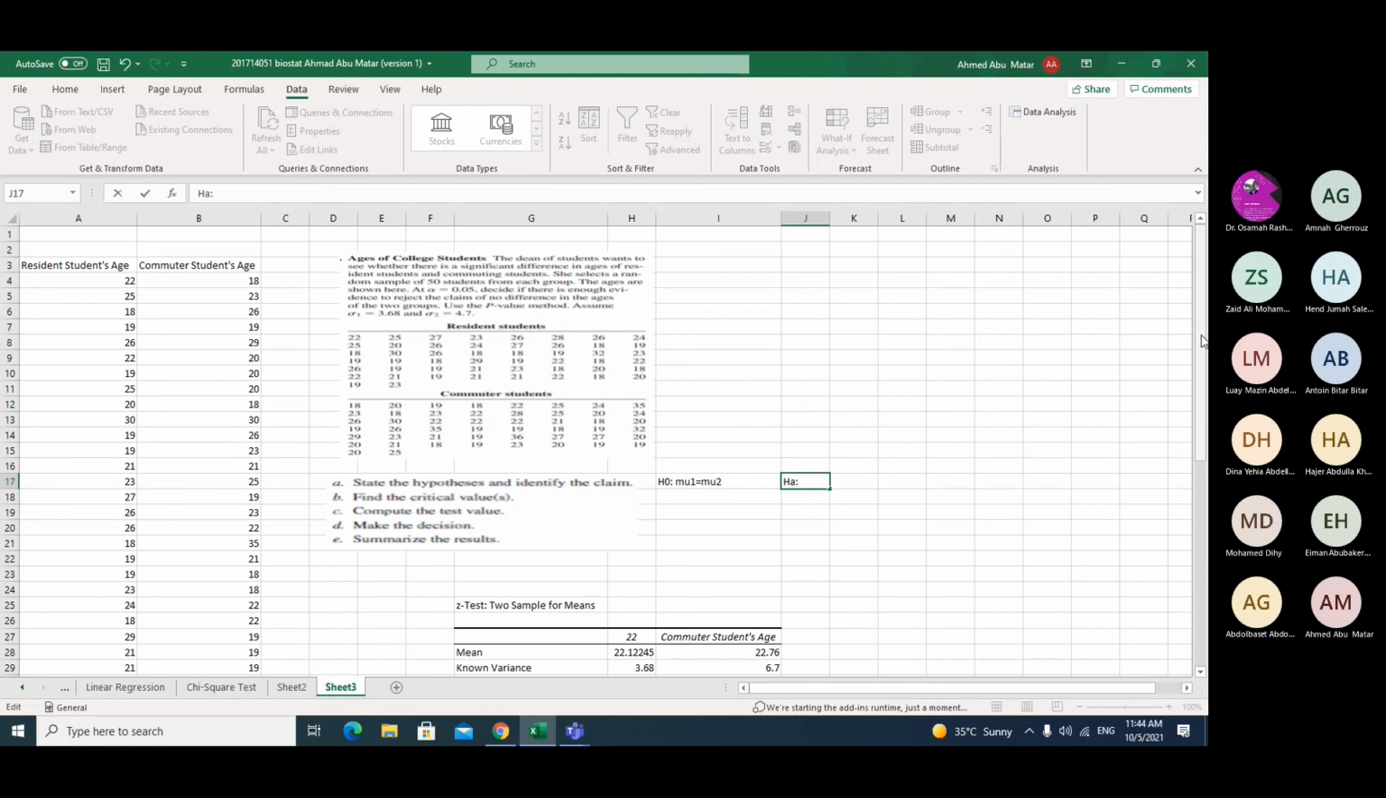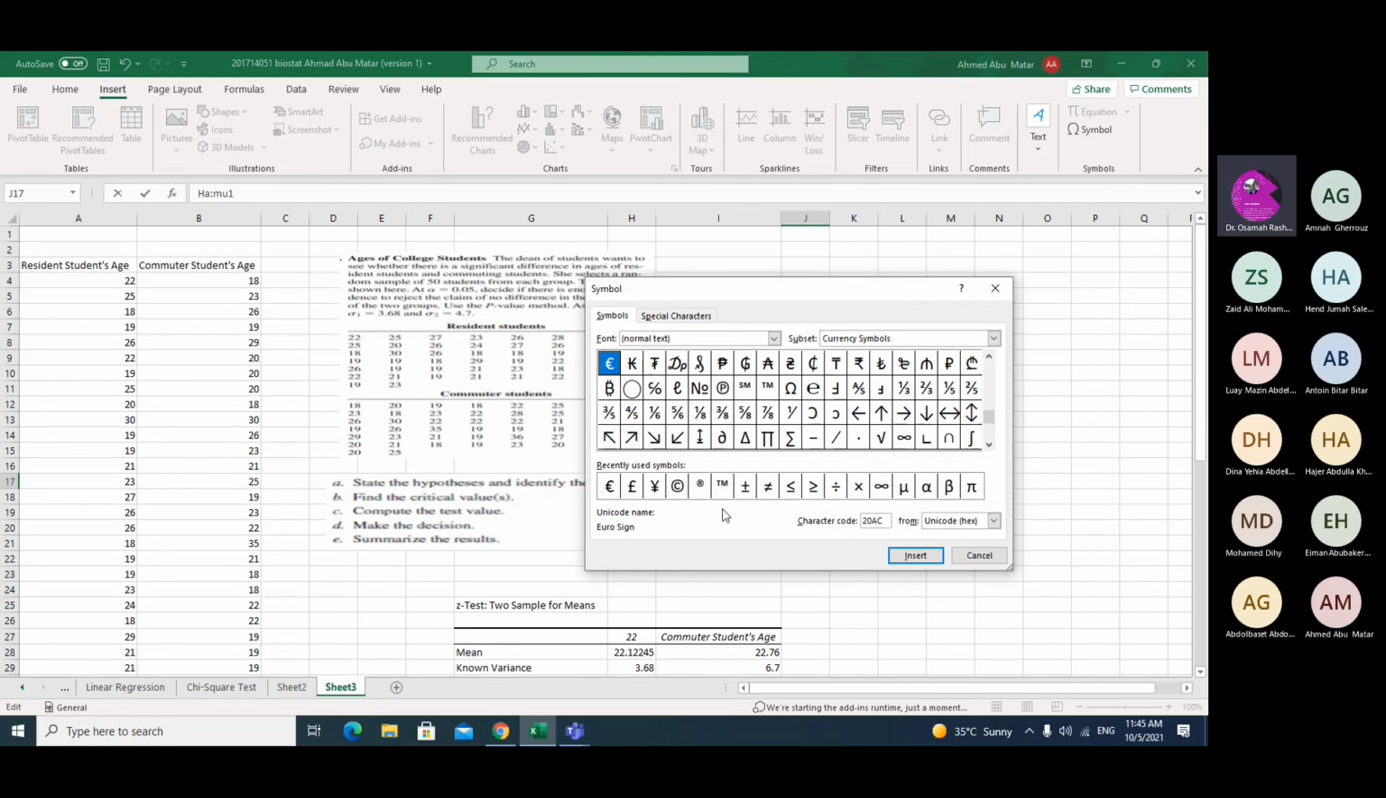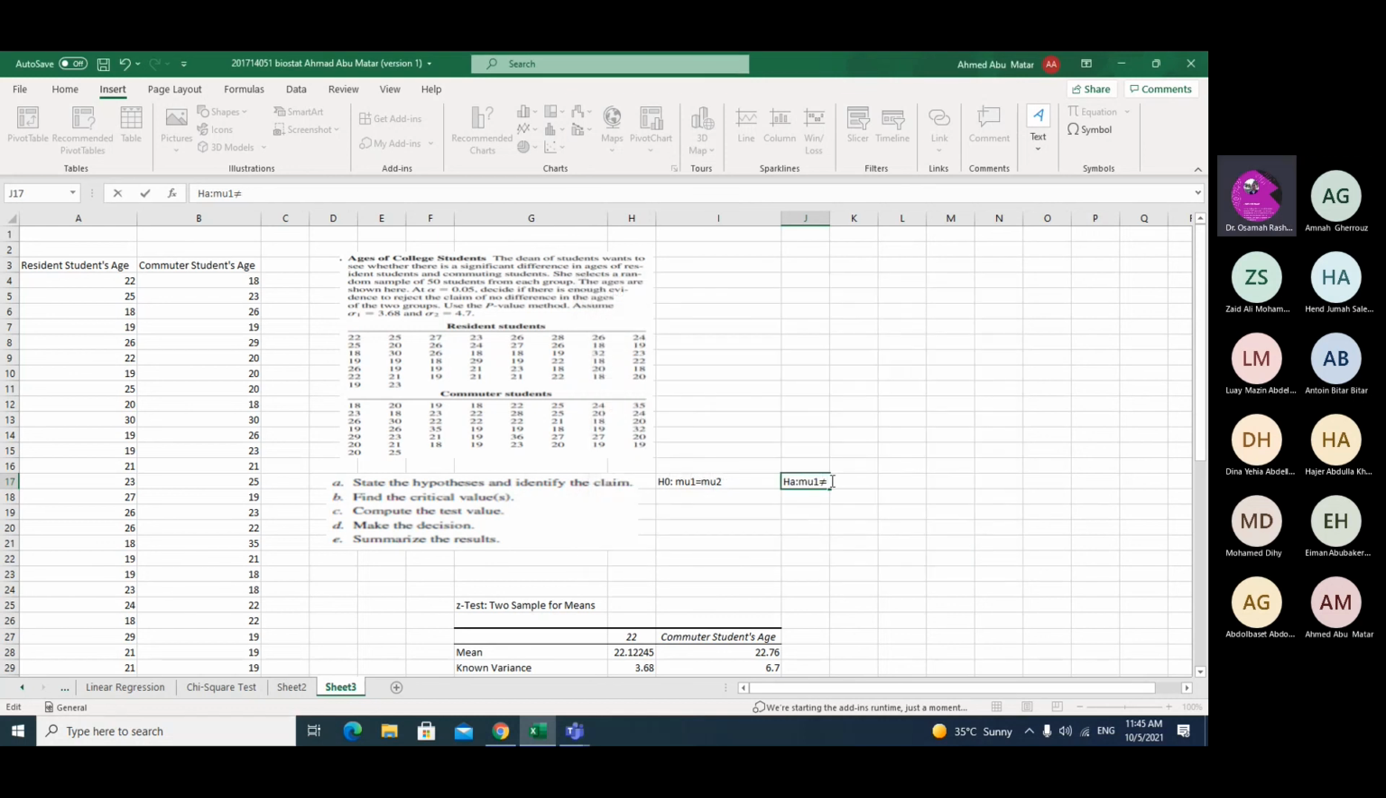So two vertical dots, and you write mu1. Okay, and insert symbol. Go for insert, the symbol on the left. You have not equal, in the middle, after plus or minus. This one. Yes, press insert and close this one. You write it again for mu2. This is how I answered section 1.